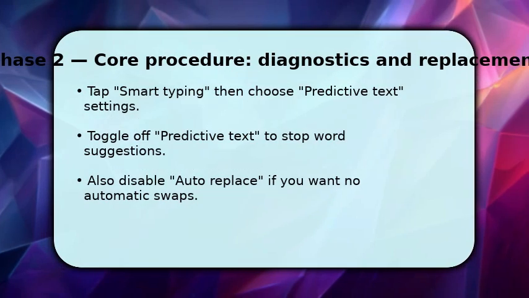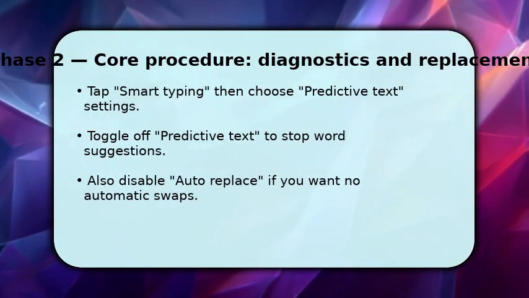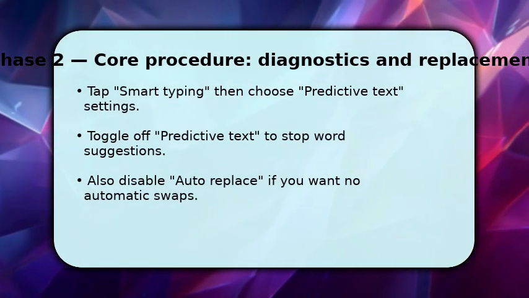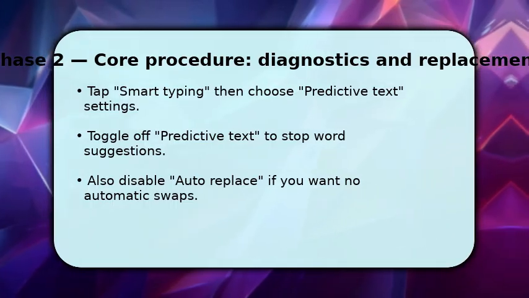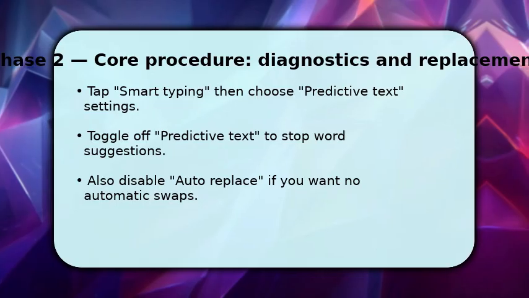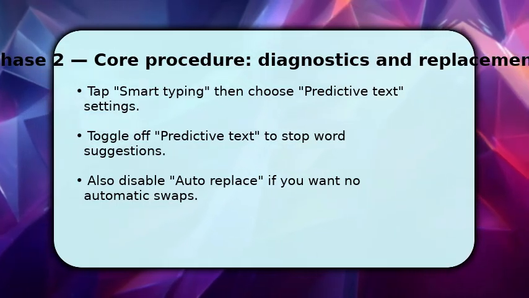Once inside Samsung keyboard settings, tap Smart Typing to reveal prediction features. This is where Samsung applies autocorrect. You will see predictive text. Turn it off to stop suggestions and soft corrections.